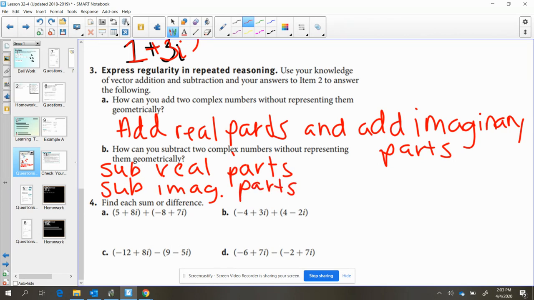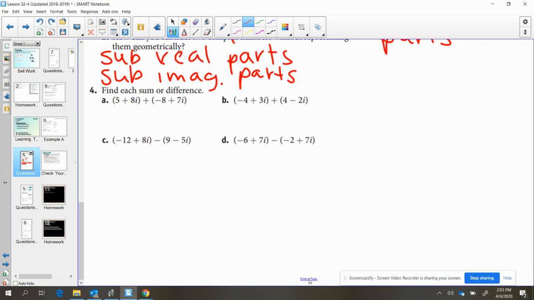Okay. And again, very similar to the bell ringer. I like to think of it as a combining like terms situation in order to combine these. But take a moment, pause your video, and just answer A, B, C, and D on your own.